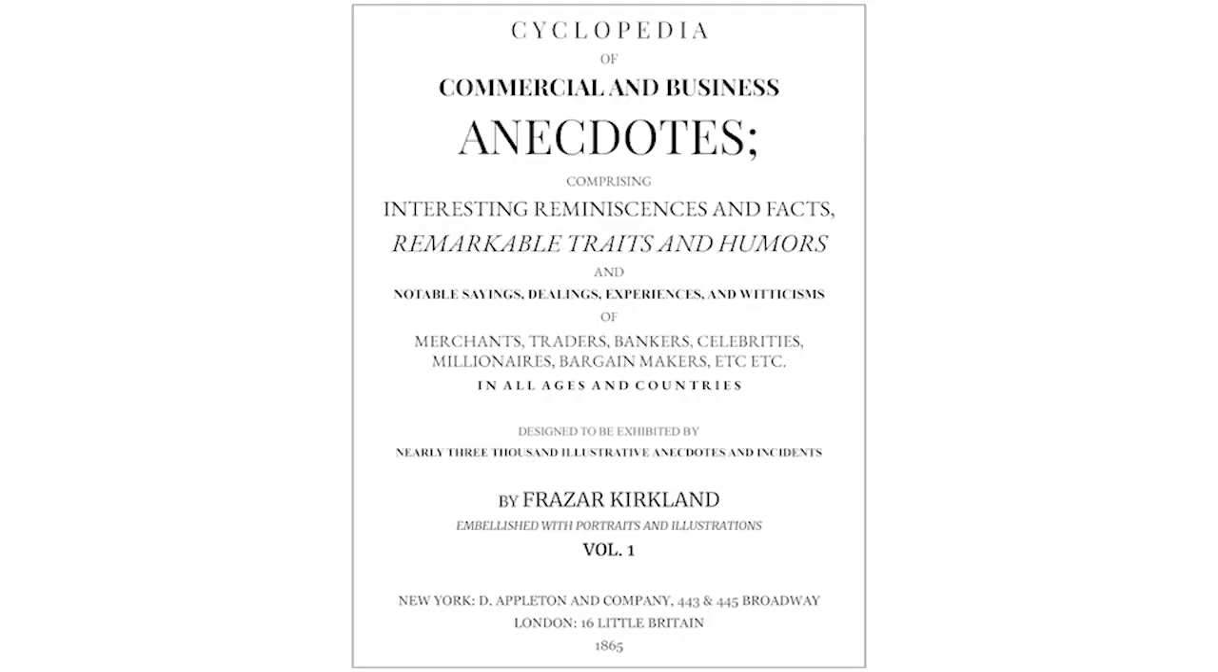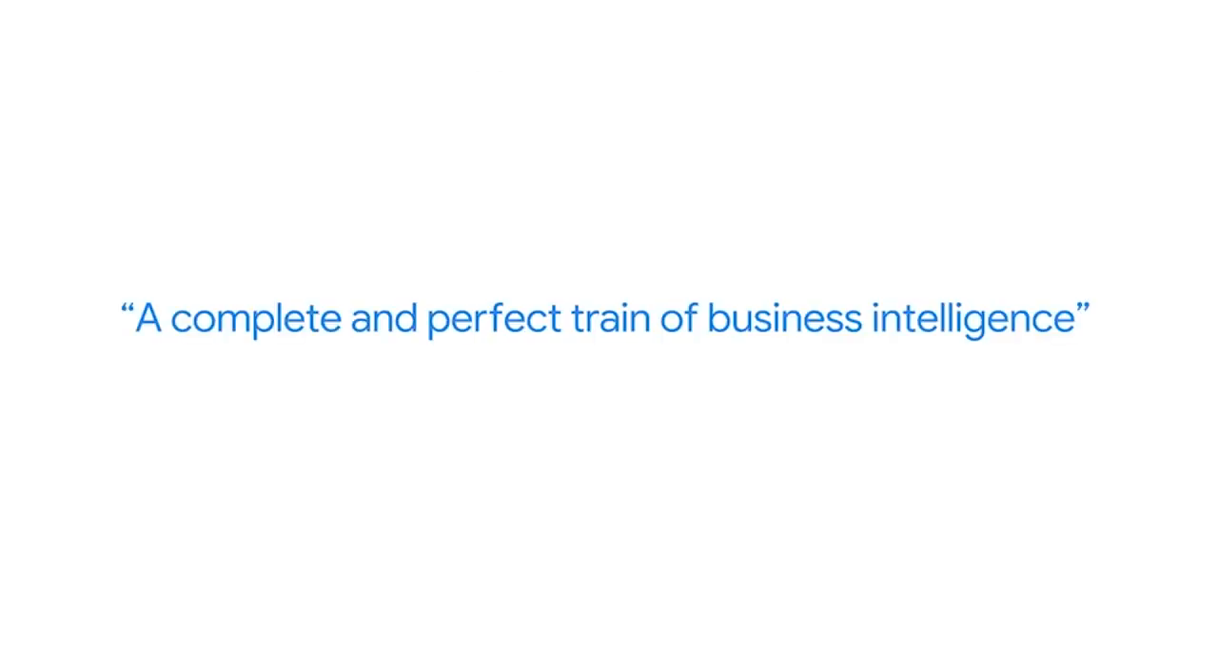Business intelligence may seem like a new concept, but it's actually been around for centuries. All throughout history, business leaders from around the world have used BI to set the bar for best practices. In fact, the term business intelligence dates back to 1865, when it appeared in the Encyclopedia of Commercial and Business Anecdotes. The book used the term to recount how a banker, Sir Henry Furness, had great business success by collecting data and quickly acting on information before his competitors could. It described Furness as having created a complete and perfect train of business intelligence.